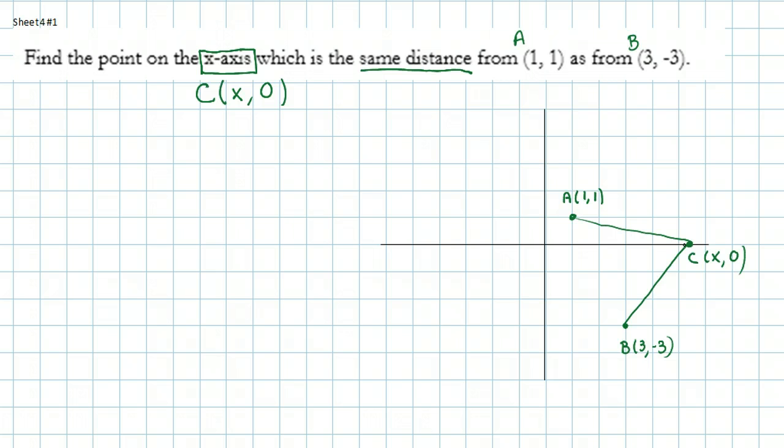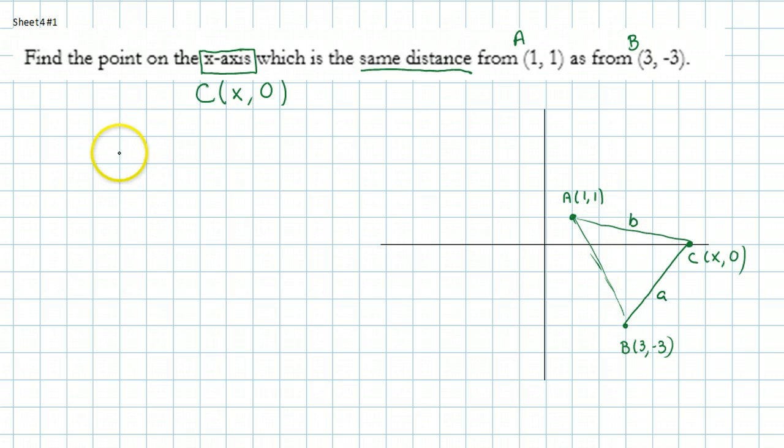Okay, so if we want to do that, we're going to use the distance formula. Let's call this distance A, and we'll call this distance B. Actually, no, I'm going to reverse this. I'm going to call this distance B and this distance A. That's in part because if I imagine this being a triangle, then this would be side B.